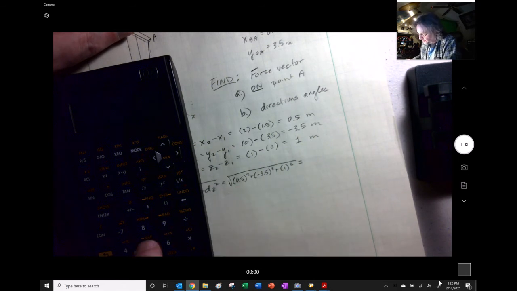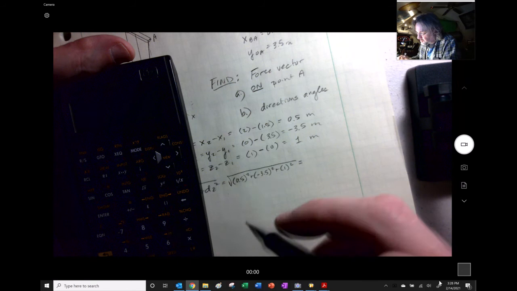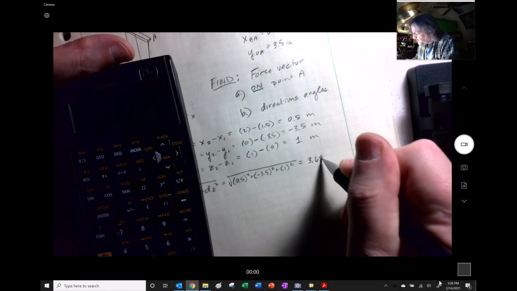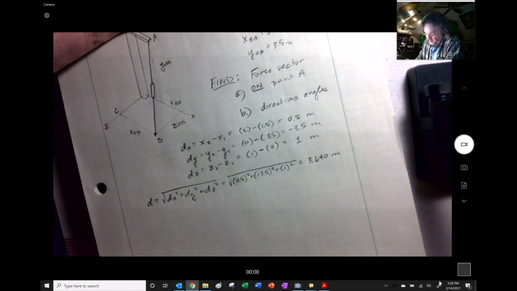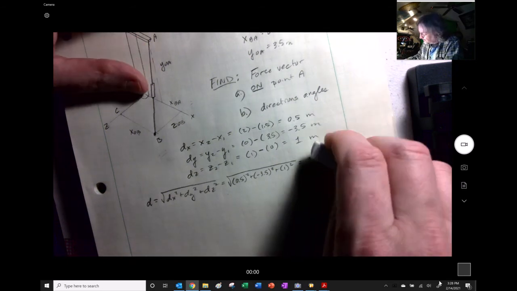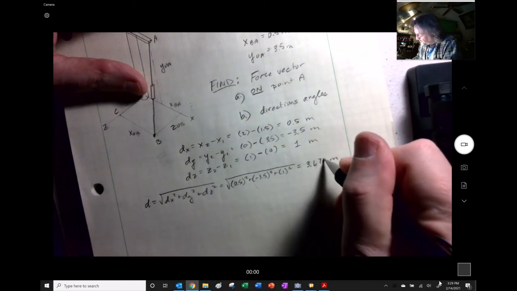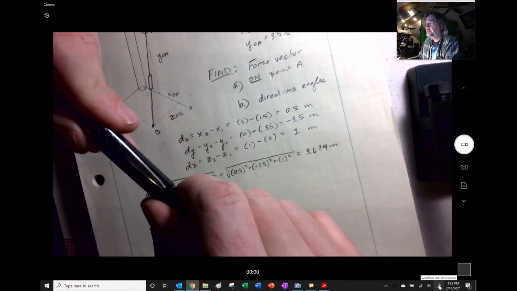Whoop, I forgot to add this. So 0.5, let me do that again. 0.5 squared, 3.5 squared, 1, and square root. It's not much more than the 3.5, because that kind of dominates there. All right, so 3.64. I'm going to double check that. Somehow I'm feeling like I am forgetting to add that. Yes, I did forget to add that 0.5 squared in there. So it just changed a little bit: 3.674.